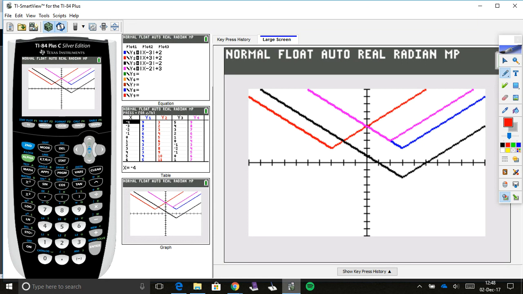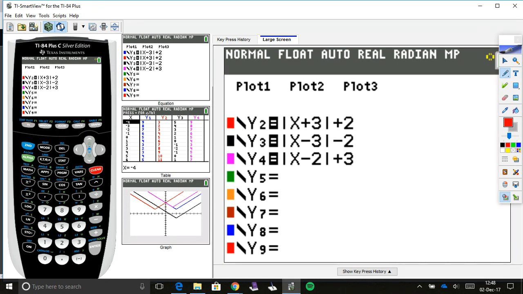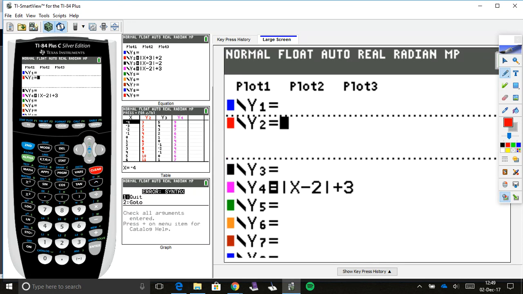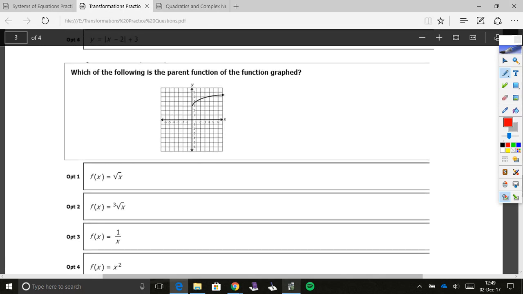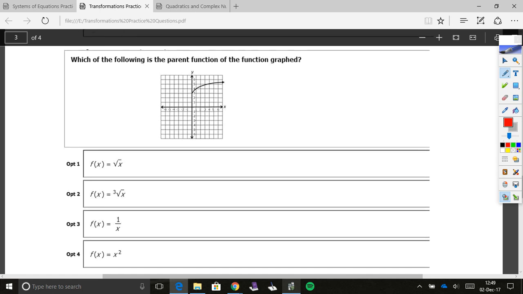All right, so I'm going to go ahead and clear these off. Oops, I'm making a mess here. There we go. All right, let's go back to this. And what is the parent function of this graph? So it's not asking what is the equation for this graph. It just wants to know what type of function it is. Let's plug these in our calculator and see which one has that shape. We were looking for some kind of weird-looking arch to the right side shape.